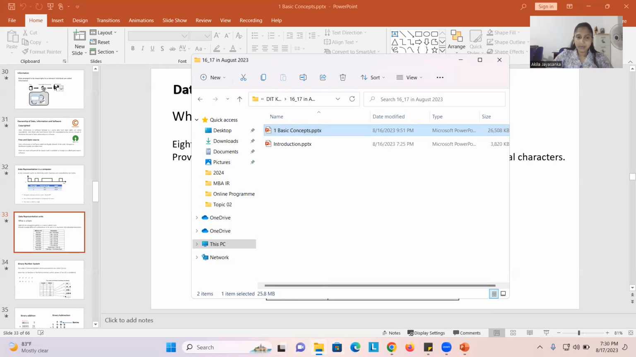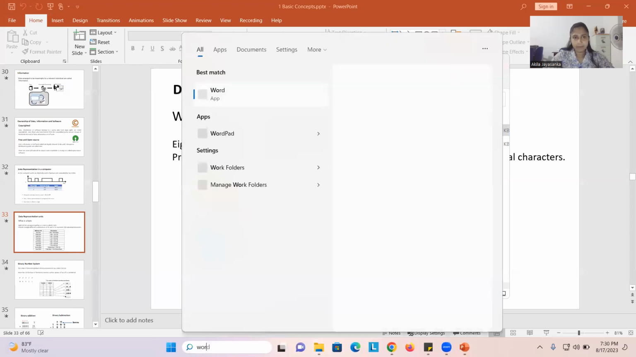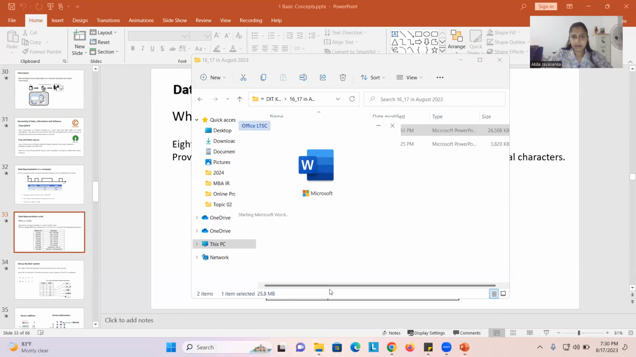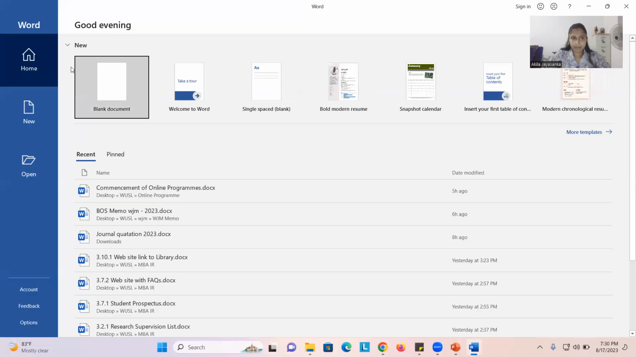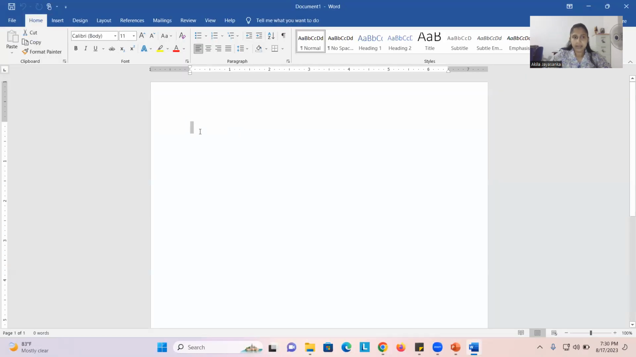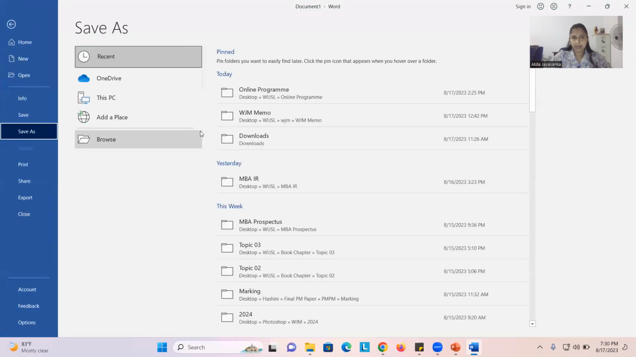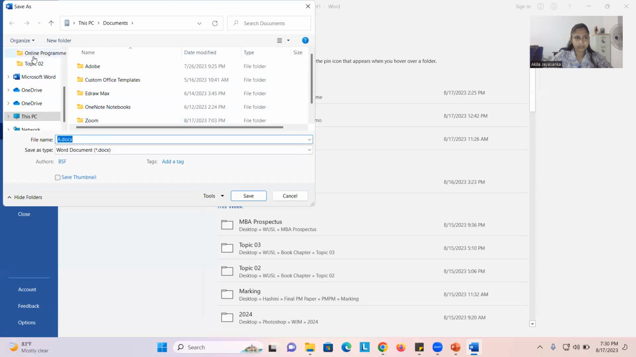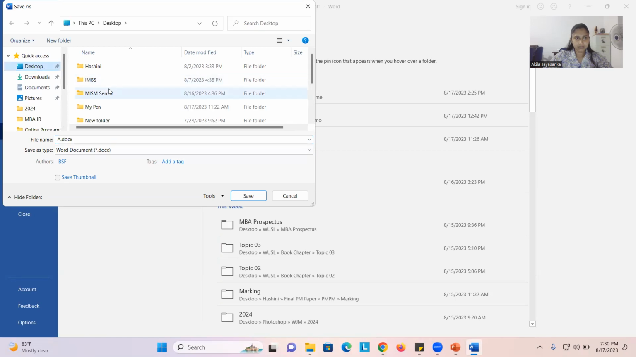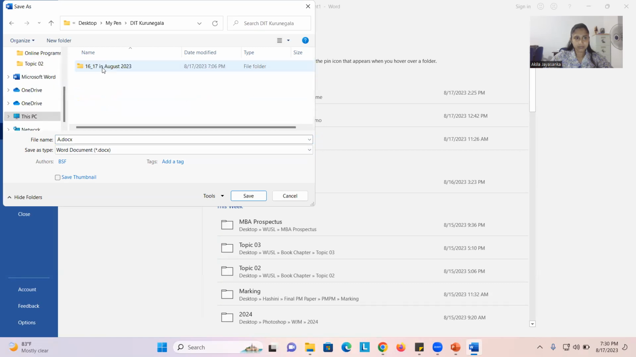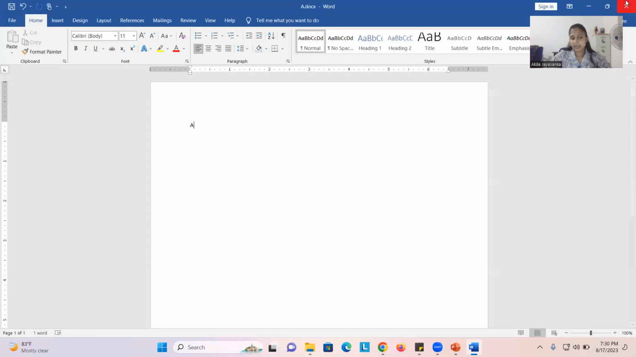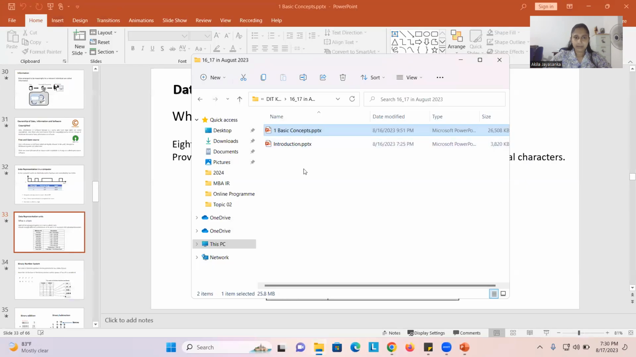I am going to open a Word file. Right. Here I will type A. Then I am going to save this document. Right. Here I will save my document and close it, right?